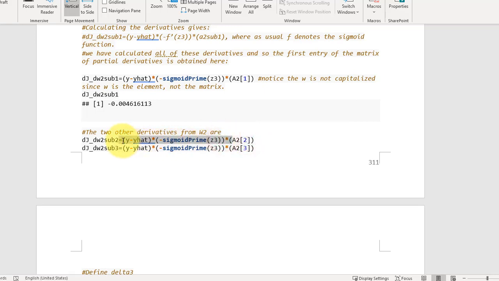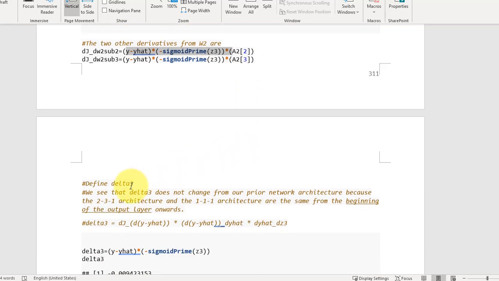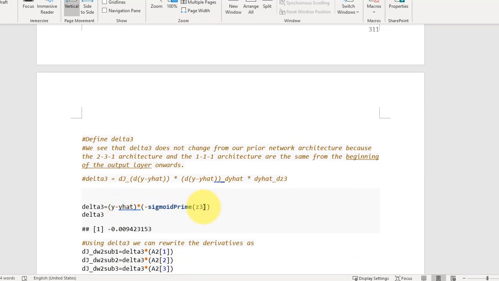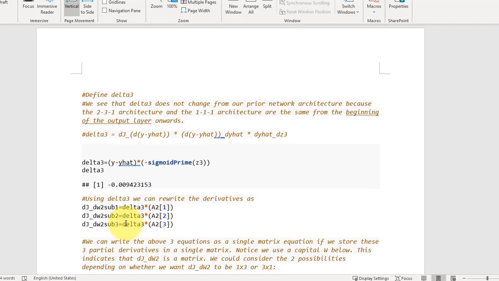So that would be from here to here. And those are the same for this one, and for this one. We said the only difference is here, here, and here. So we could define delta 3 to be that part, which is what we have here. We can just see what it is, just for fun. And then we can call this delta 3 times A21, delta 3 times A22, delta 3 times A23.